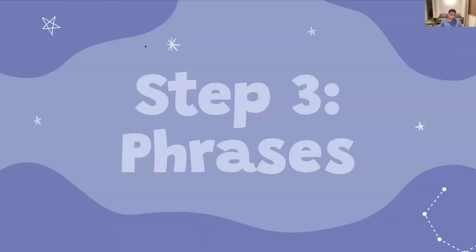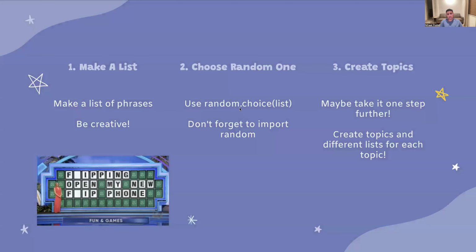Step 3, the actual phrases themselves. First, make a list of phrases. You can be as creative as you want with this. Number 2, choose a random one. Use random.choice(list). Don't forget to import random, however. And step 3, create the topics. Maybe take it one step further: create topics and different lists for each topic.